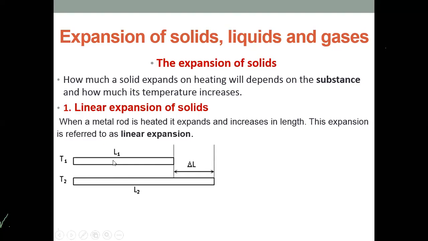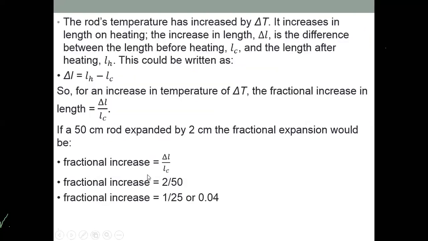As you see over here, there are two metal rods. The first one has temperature T1, and we call its length L1. When you heat up this rod to temperature T2, it is going to expand this much. We are going to call it delta L. This gives us the amount of expansion, and it is known as linear expansion because, as you see, the size of L2 is larger than the size of L1 due to heat. So the linear expansion happens because you heat the solid. The rod's temperature is going to increase by delta T.